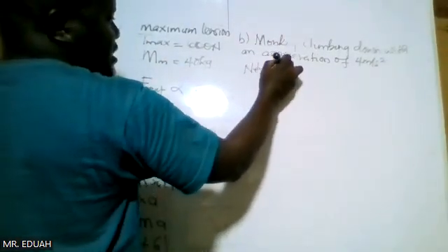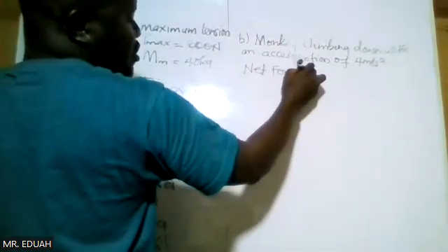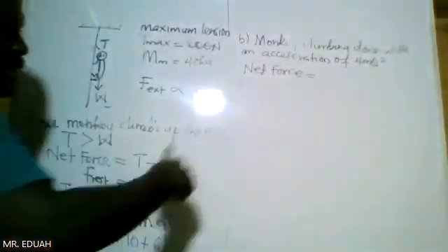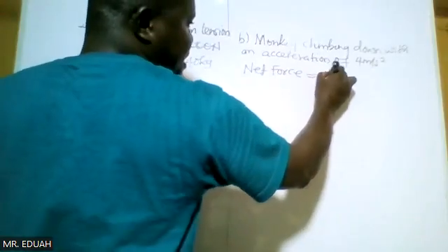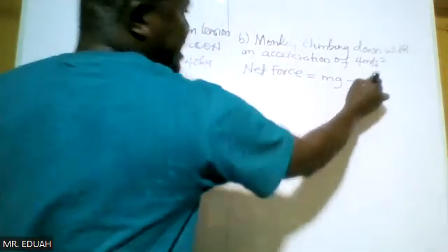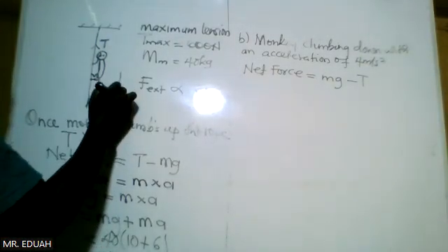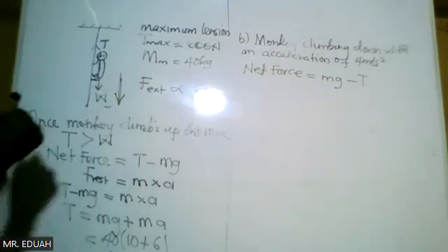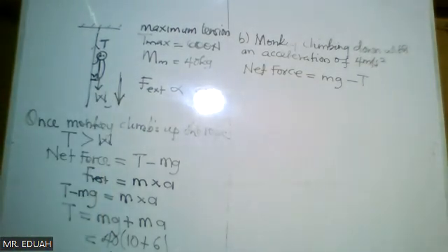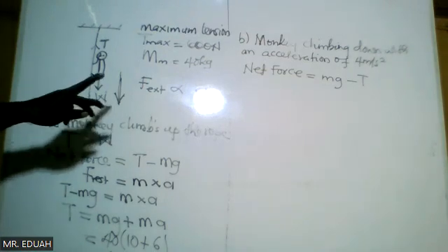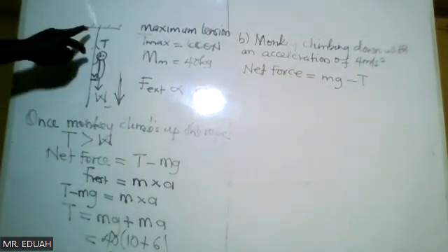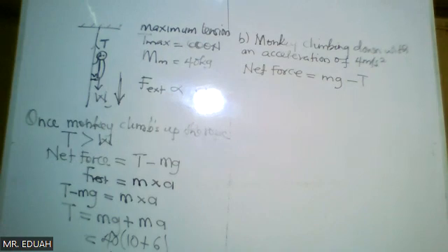The net force will be equal to its weight, mg minus the tension, because the direction is towards climbing down. So its weight must be greater than the tension to enhance this. So mg minus T. Okay, are you okay?